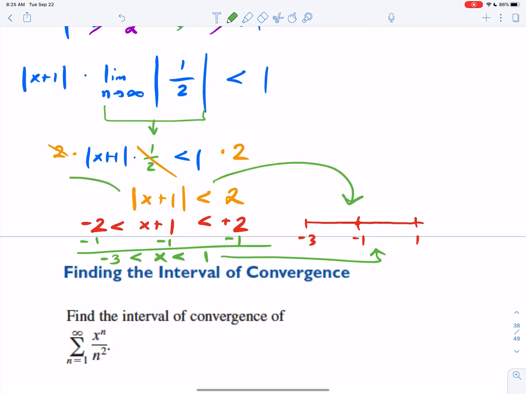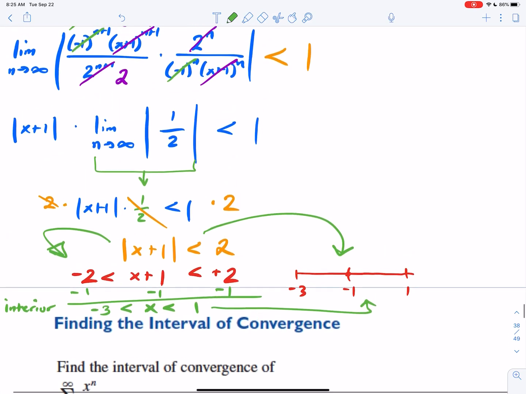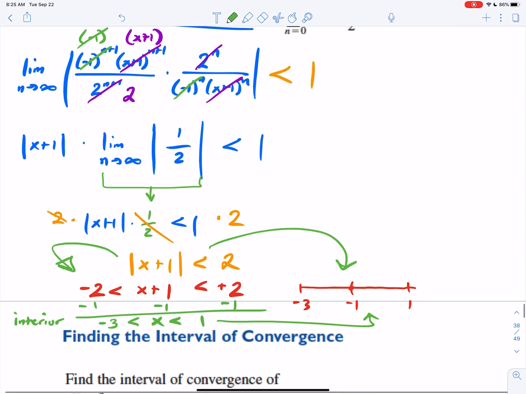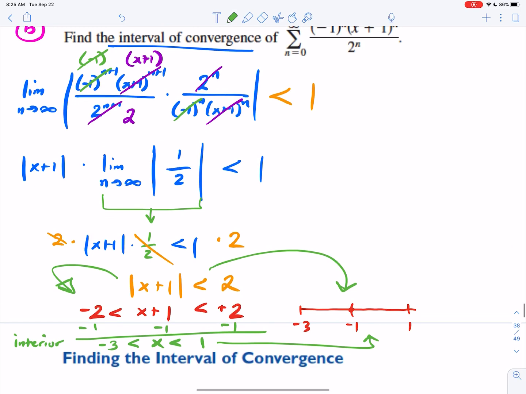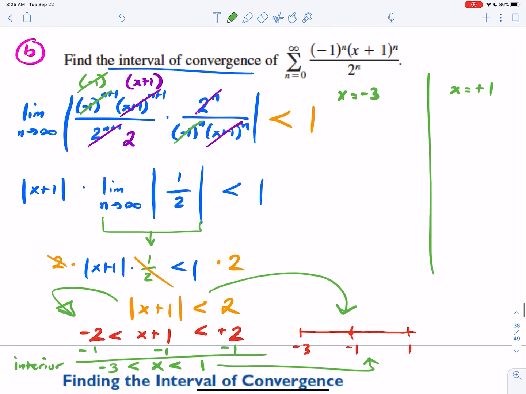If you're more of the analytical person, the algebraic person, go ahead and do it this way. So you have options, okay? But again, this is just the interior. So what do we have to do? We have to check the endpoints. So we check our endpoints. Here we have -3, and here we have a +1. Okay, go ahead and try that out.